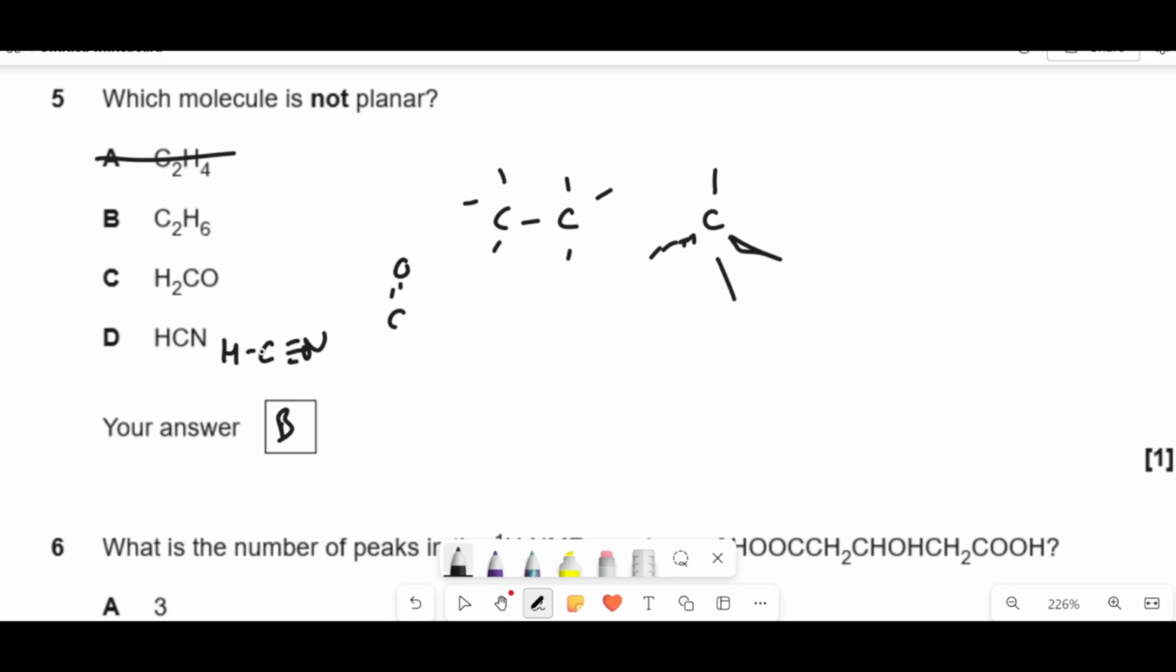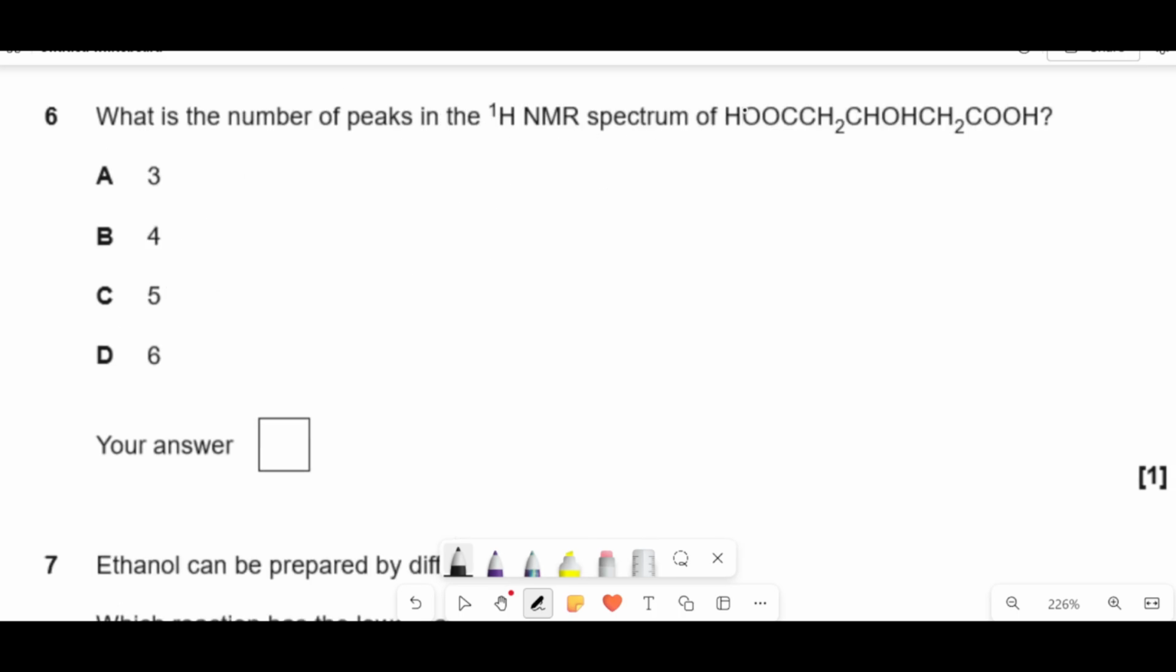So that means it's going to be linear. What is the number of peaks in this HNMR spectrum? I think the easiest thing to do is just quickly have a sketch. So that means this could be C double bond O, HO, CH2, CHOH, CH2, C double bond O, OH.